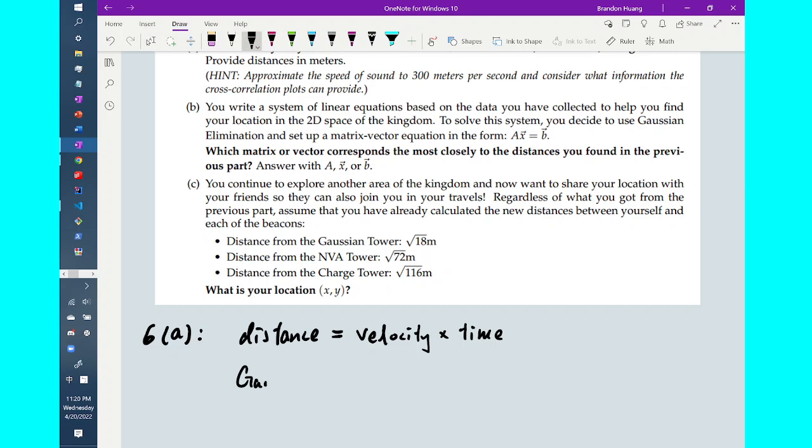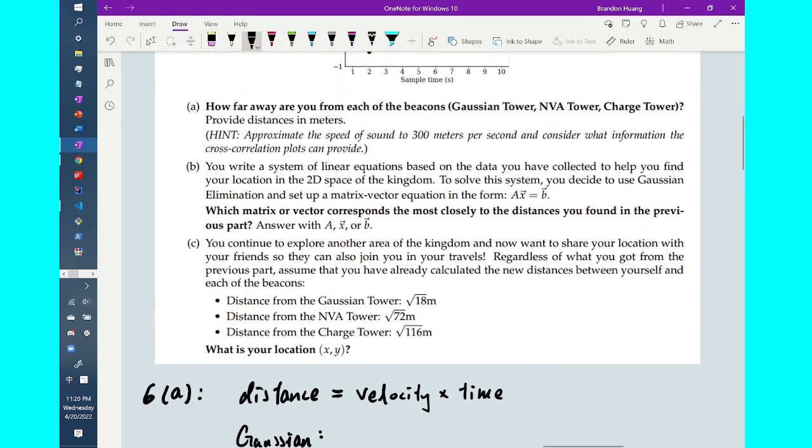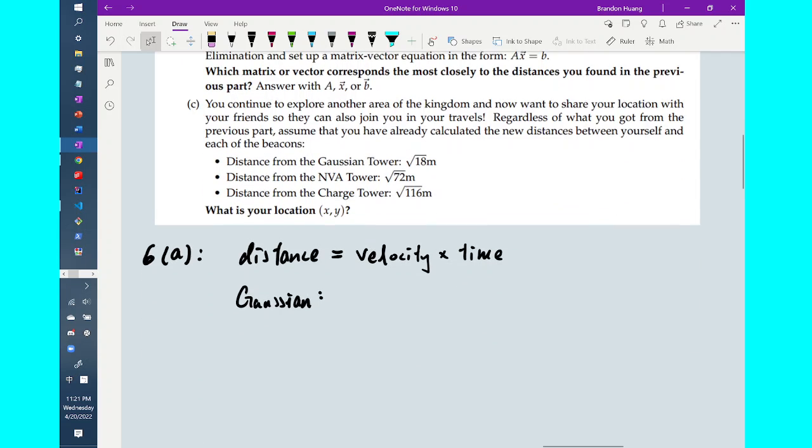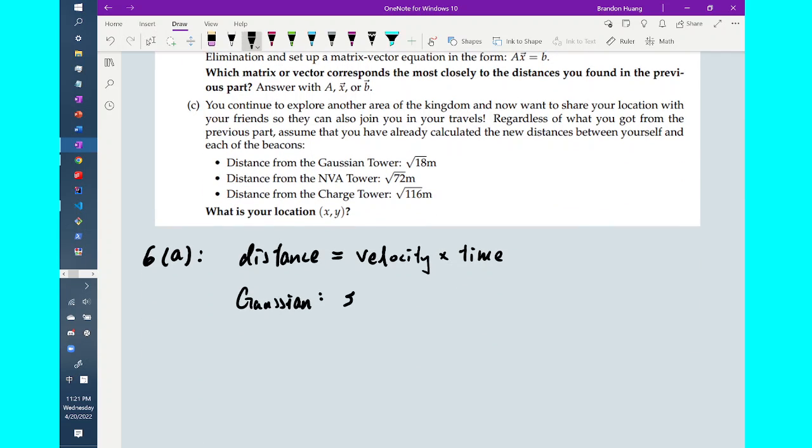For the Gaussian tower, the distance will be equal to the signal's velocity, which is 300 meters per second, times the second at which the signal from the Gaussian tower arrived at my device, which is 6 seconds. So in that case, I'll be able to say that the distance is equal to 300 meters per second times 6 seconds. And this gives me 1,800 meters.